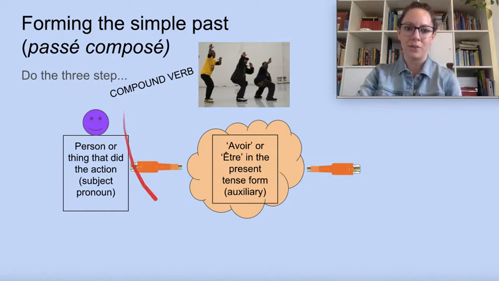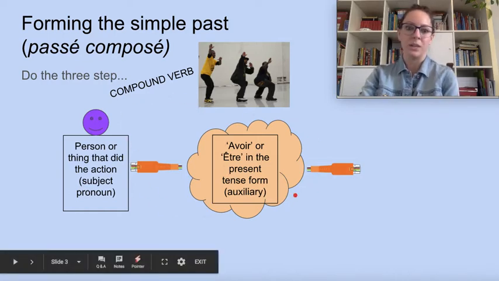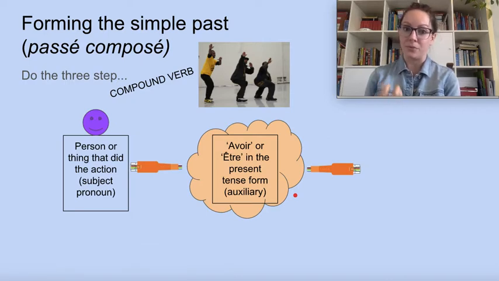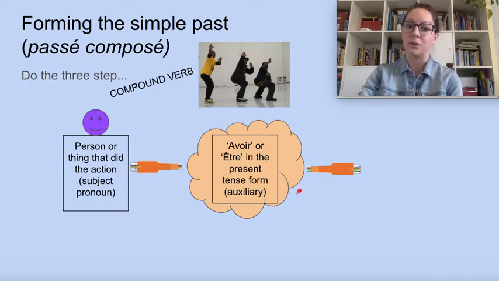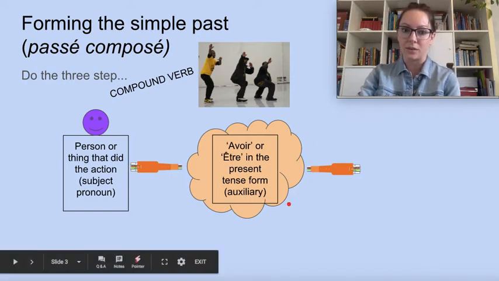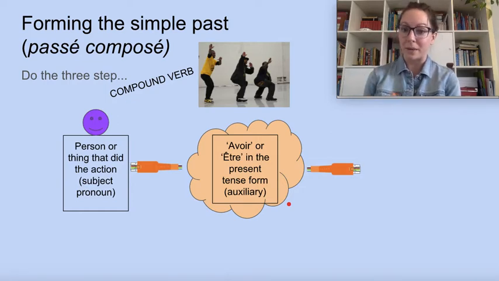So think of it in terms of the passé composé. Without the auxiliary verb, we wouldn't be able to form the past. And people wouldn't understand that we're using the past if we don't have this auxiliary here. So step number 2 is super important in French. For the passé composé, we need it.